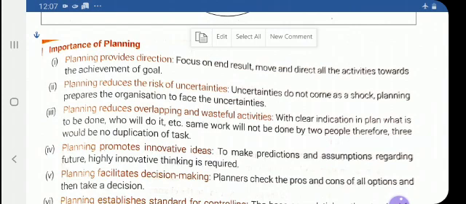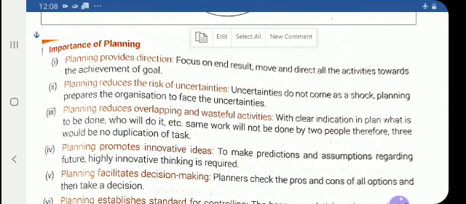Next is planning promotes innovative ideas. To make predictions and assumptions regarding the future, highly innovative thinking is required, as it is a mental exercise, and planning requires high thinking and it is an intellectual process. So there is a great scope of finding better ideas, better methods and procedures to perform a particular job. So the planning process forces the manager to think differently and assume the future conditions. So it makes the manager innovative as well as creative too.